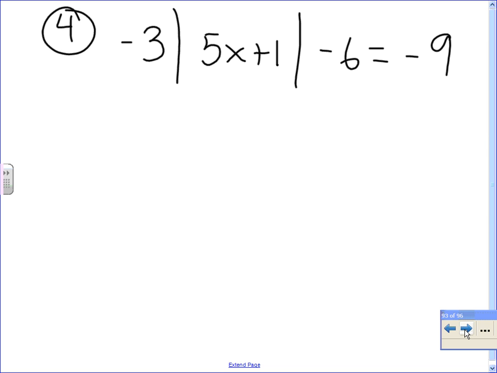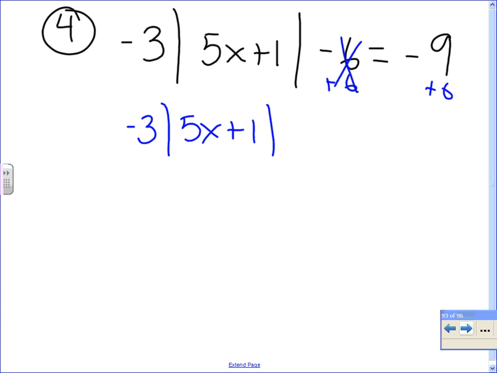Can we split this problem right now, the way it looks? No. What do we have to do before we split it? Emily? Good. We have to get the absolute value by itself. So Patty, what do we need to move first? The very first thing we have to do is add 6 to both sides. So plus 6, plus 6. The negative 3 stays in front of the absolute value for now. Rewrite your 5x plus 1, which is equal to negative 3.